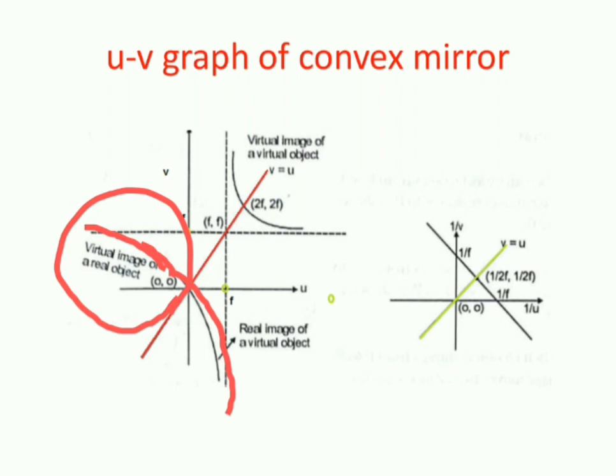Remaining are the principle of reversibility. Real image and virtual object, this part, and this curve, upper graph, will give you virtual image of a virtual object. Okay, virtual image, virtual object, just now I told you it is possible in region 1 and 2. Similarly, 1 by u versus 1 by v graph will be a straight line which makes an intercept at 1 by f and 1 by f.